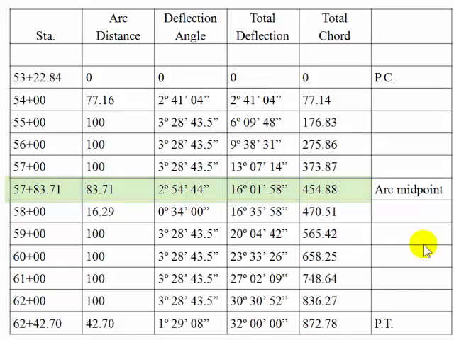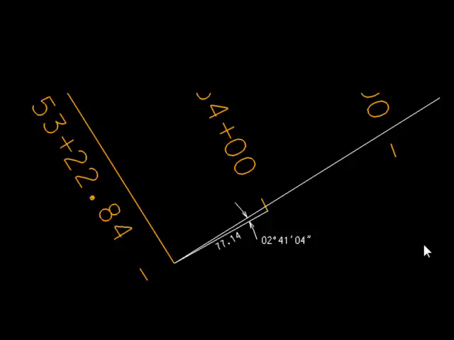Notice that the total chord for the PT should match the overall chord length computed as part of the basic curve parameters. If it does not, then you've got a computational error. Likewise, this chord distance is shorter than the arc length. It has to be. It's a chord by definition. A chord length must be shorter than arc length.